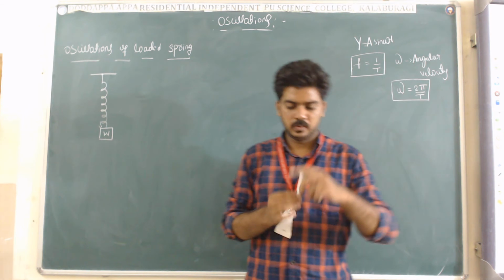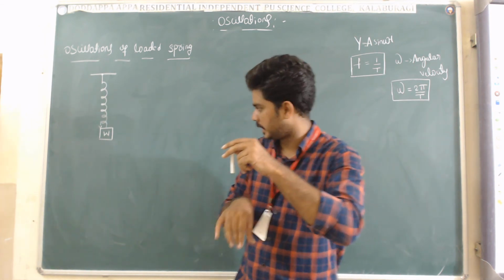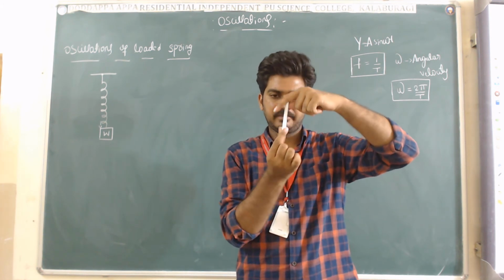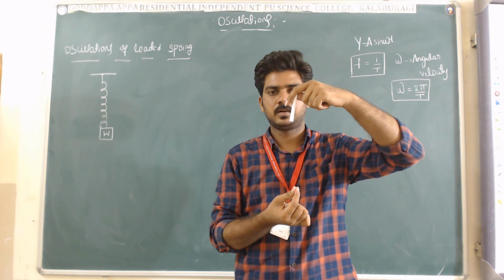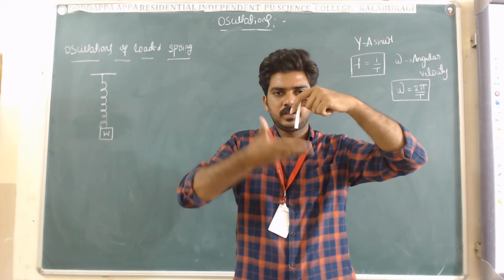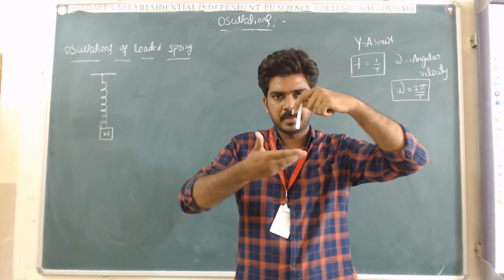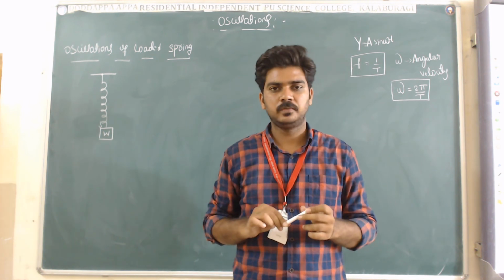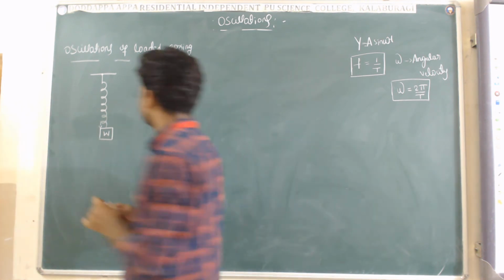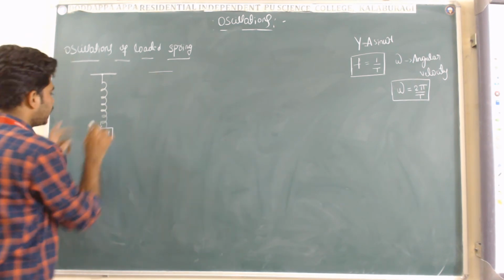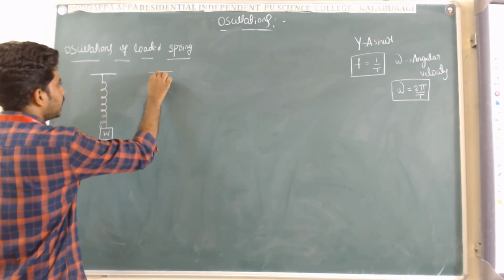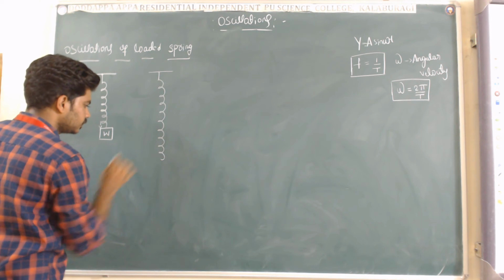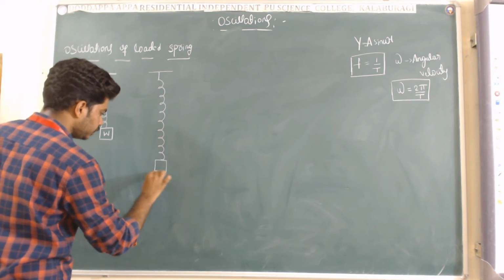Once again, I will pull this weight downward and release it, so it will have back and forth motion. While moving towards the mean position, what kind of force will it have? Restoring force. Just now we added the weight, and the spring has been stretched. Now it will come to this position.